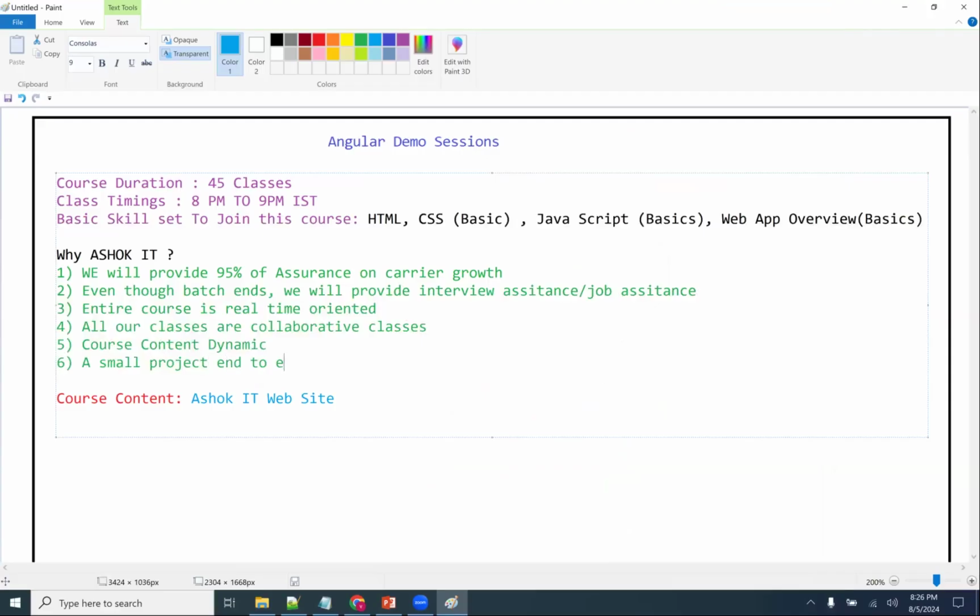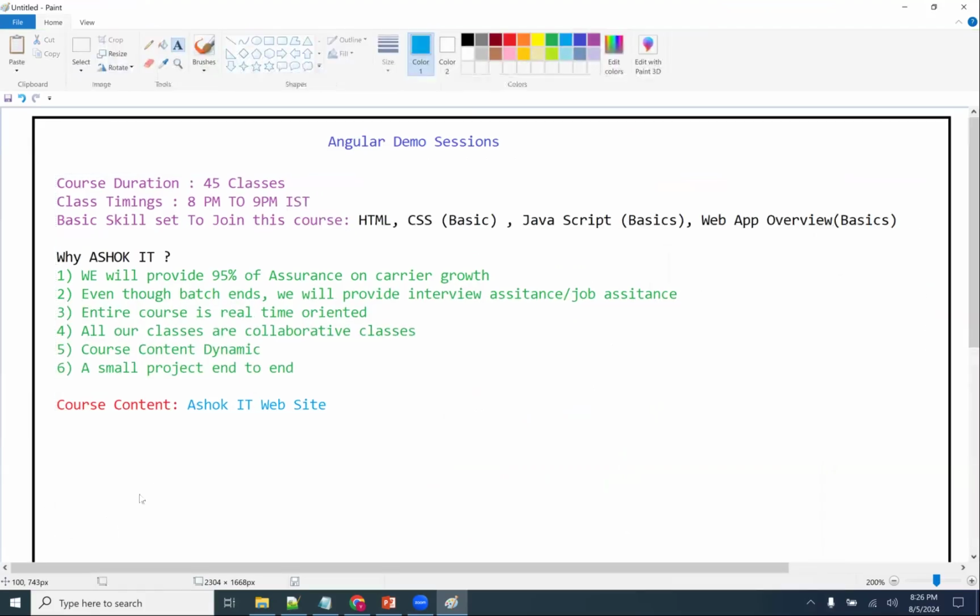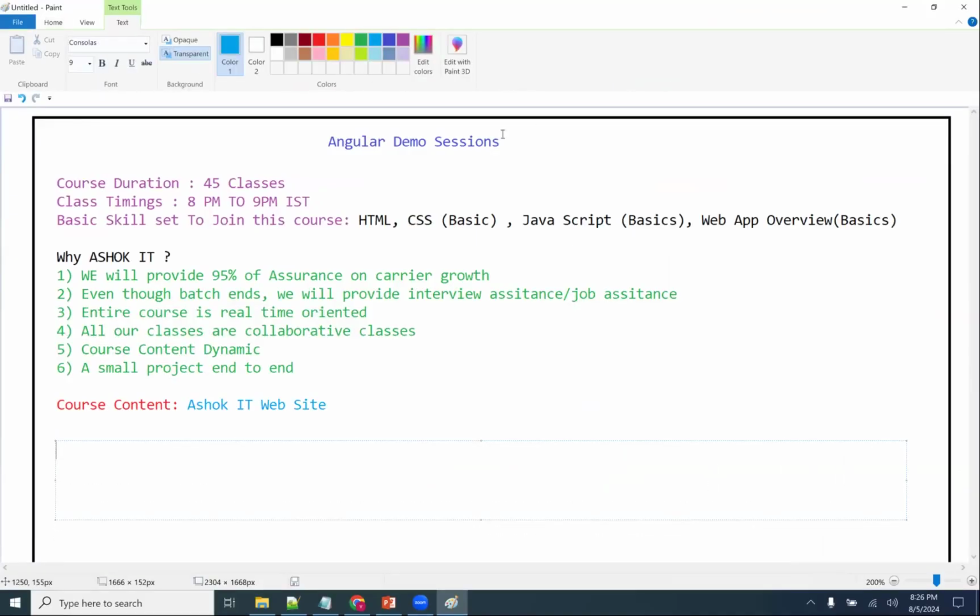end to end as part of this course. A small live project you are going to get end to end as part of this course so that you can understand everything. This is our demo, and what I am going to cover as part of the demo sessions, guys.